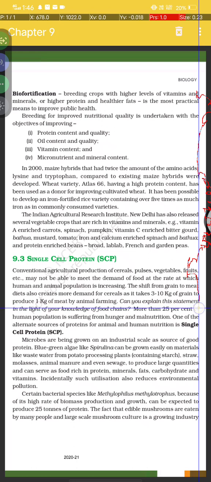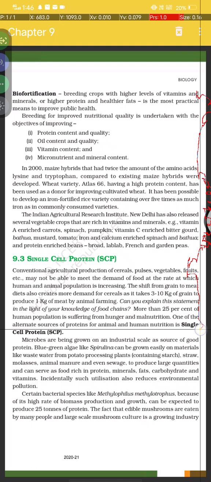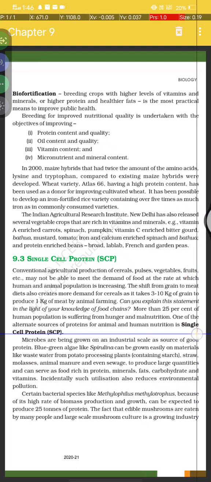Can you explain the statement in the light of your knowledge of the food chain? More than 25% of the human population is suffering from hunger and malnutrition. One of the alternate sources of protein for animal and human nutrition is single cell protein, therefore it is called SCP.